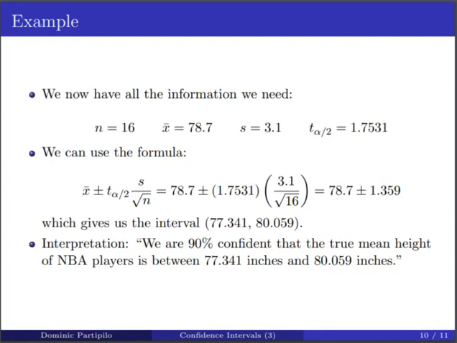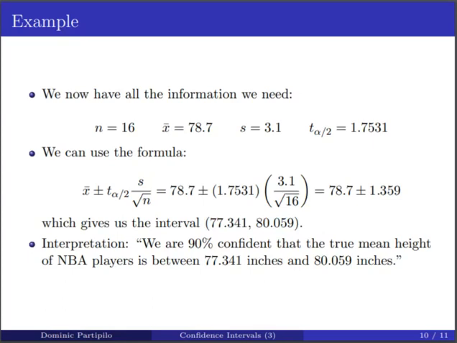So that was the part we were missing. So now we have all the information we need for the formula. So when we plug this into the formula, we get 78.7 plus or minus 1.7531, which was our critical value, times 3.1, our standard deviation, over the square root of 16, our sample size. And that gives us 78.7 plus or minus 1.359. And it gives us this interval right here.